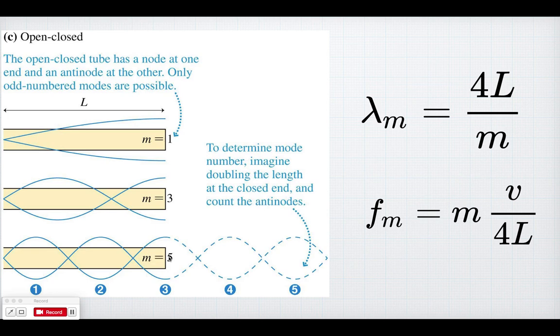So what's an easy way to find the mode number? You can count the antinodes and then double it. You just have to remember these rules. This one has 0 antinodes. Let me back up. The best thing is what they have drawn here. There are multiple ways, but the best one is to imagine that it's continuing out, and you double what you have there. So this is kind of like a half here, and I double it to 1. This is 1.5 here, and I double it to 3. This is 2.5 here, and I double it to 5. So that's probably the best way.